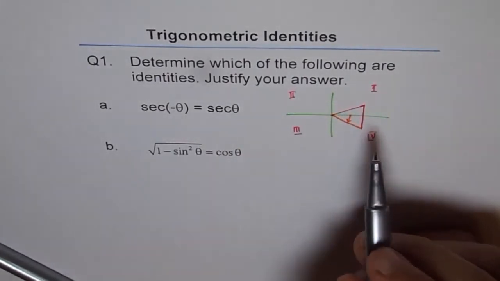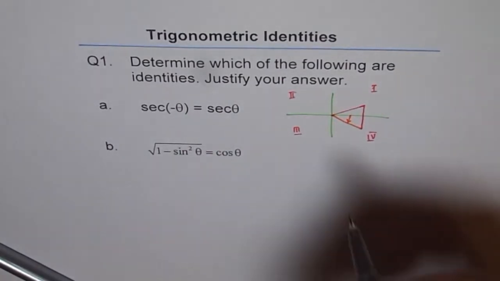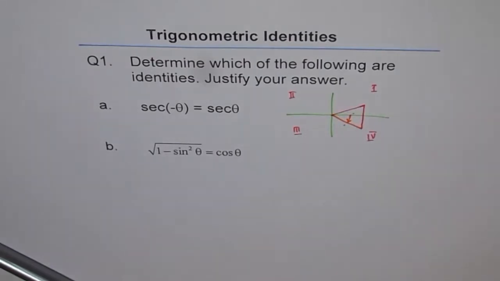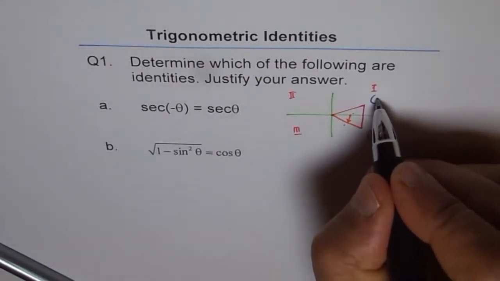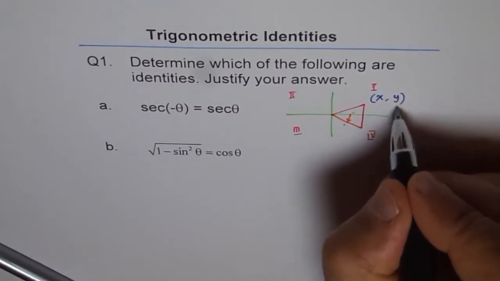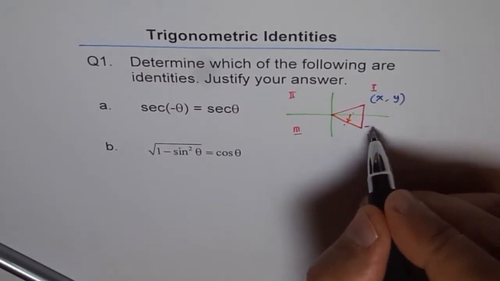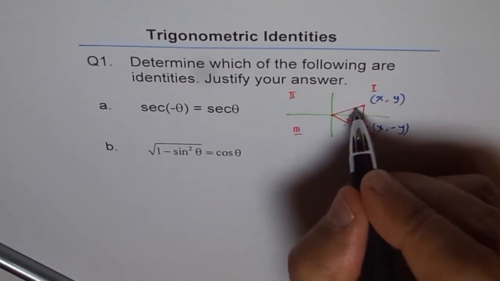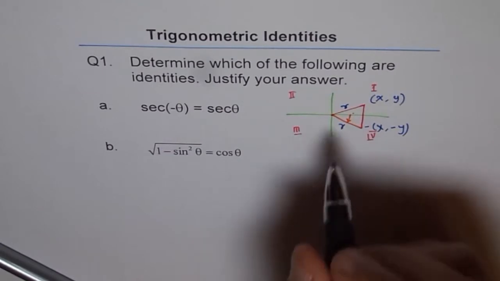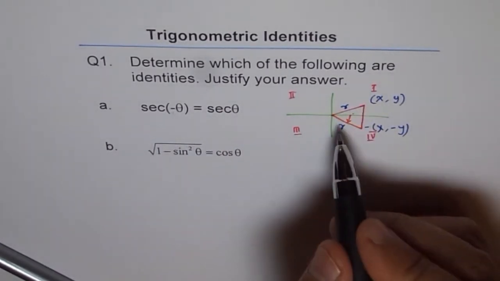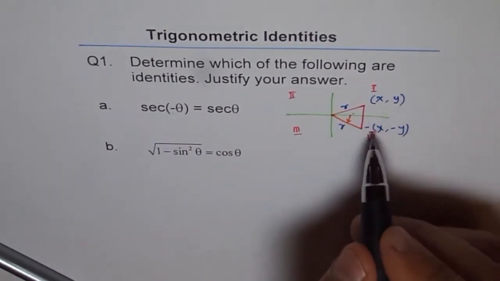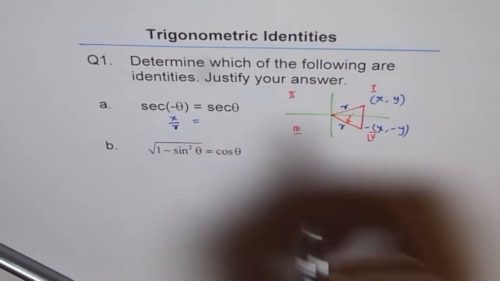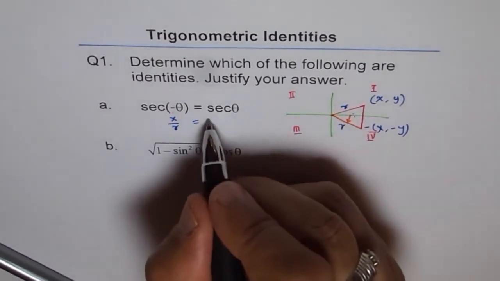Now, what is secant? Secant is hypotenuse over adjacent side, correct? So if we take a point here as x, y, then over here the point will be x, minus y, but the radius or the hypotenuse will be r, correct? So what is secant of minus theta? Secant of minus theta will be r over x, right? And secant of theta will be r over x.